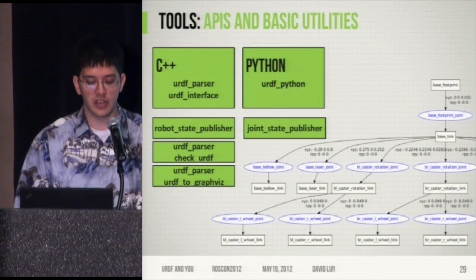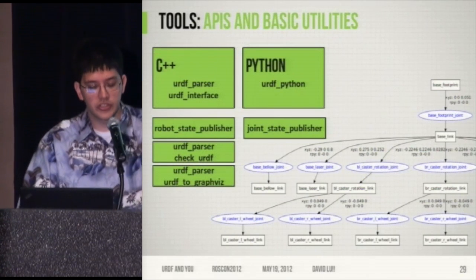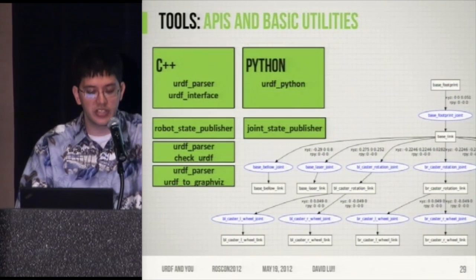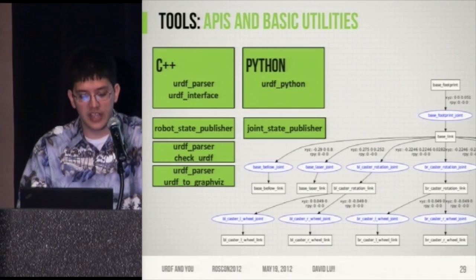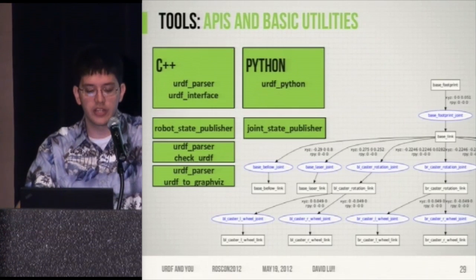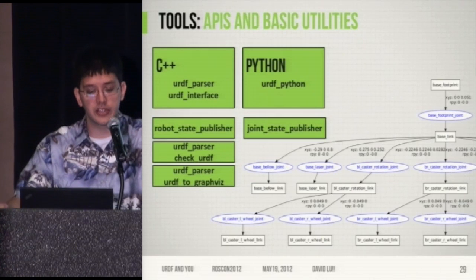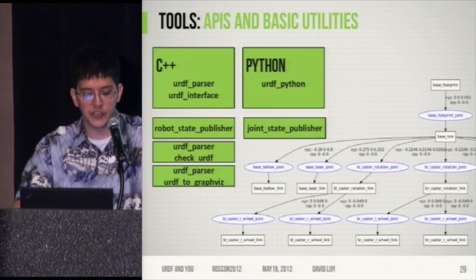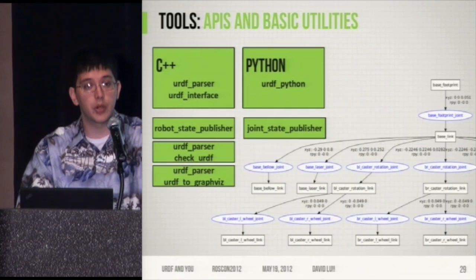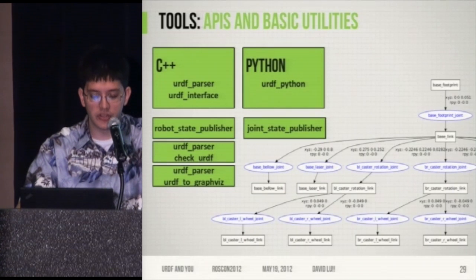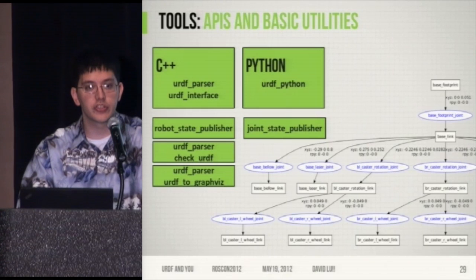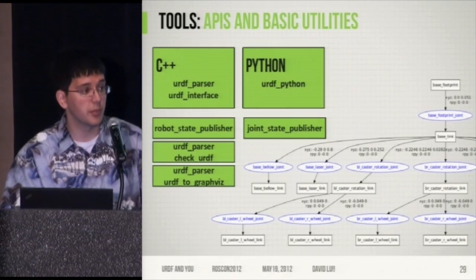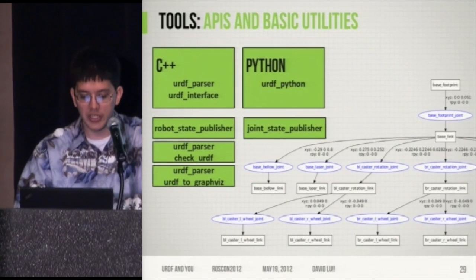So there's 2 different APIs. There's the main API, which is in C++. It was recently split into URDF parser and URDF interface. And Robot State Publisher is written using that. And then in the URDF parser package, there are 2 helpful scripts. Check URDF does a parse of your URDF file to make sure there are no problems without loading it into the parameter server. And then URDF to GraphViz creates a visualization of the tree structure that you create in your URDF file, as you can see part of the tree for the PR2 on the right here.